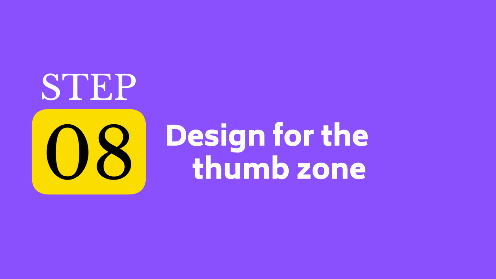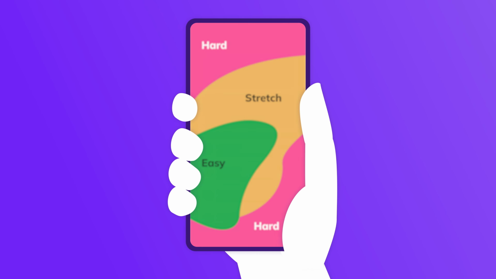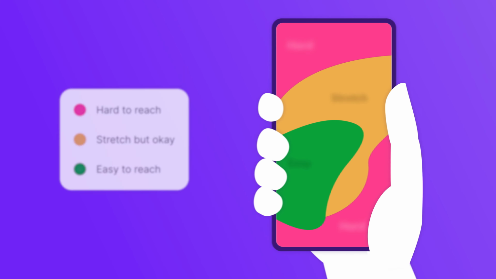Tip number 8, design for the thumb zone. Mobile devices are often operated using just one hand and primarily the thumb. Therefore, when you're designing a mobile interface, it's important to keep the thumb zones in mind. This is the area of the screen easily reachable with the thumb.